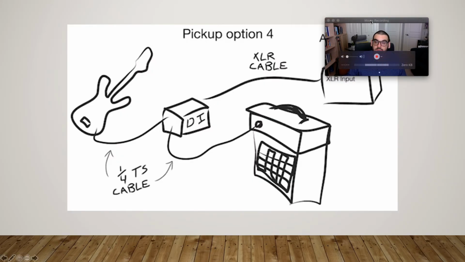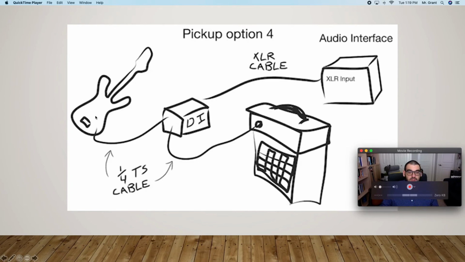All right, so here's option number 4. You're going to hook up your instrument to the direct box using a 1/4 inch TS cable. You're going to then hook up your amp with another 1/4 inch cable to the direct box so that you can hear yourself live. And then from the direct box, you're going to hook up to your audio interface using an XLR cable. This will reduce noise, it will increase sound balance, and it will decrease the delay, which allows you, using an amp, to actually hear yourself play live with almost no delay.